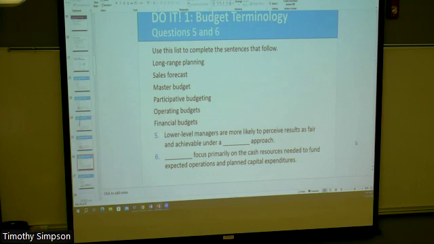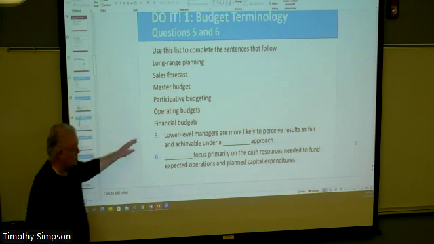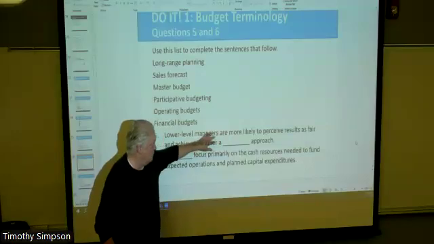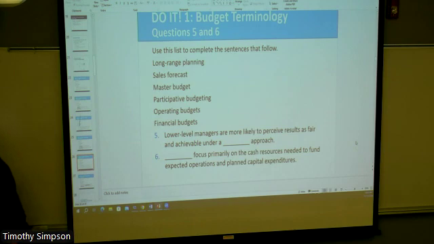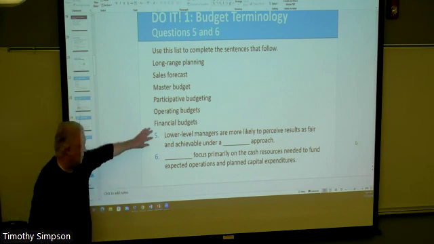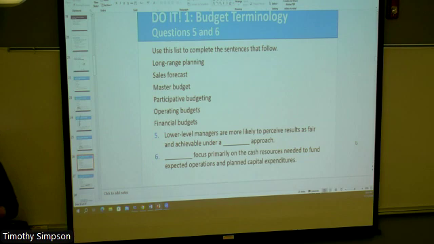Number five, lower-level managers are more likely to receive results as fair and achievable under a participative budgeting approach. And I think that's probably right. I do express skepticism on this. We're 12 weeks into the course, and I've really never challenged too much of the thinking in the textbook. But this is one that I do push back a bit on, just because I don't think the academic literature supports this approach as much as what the authors may think that it does.